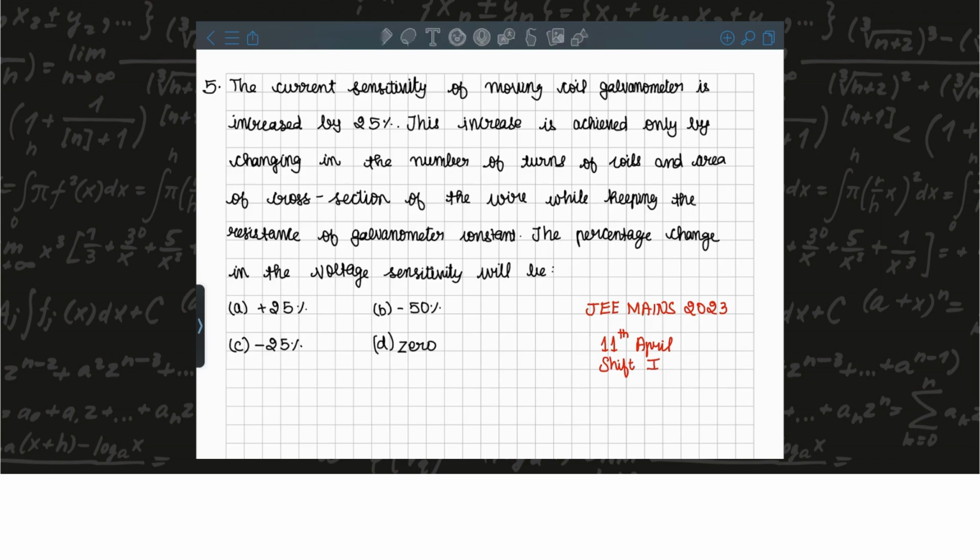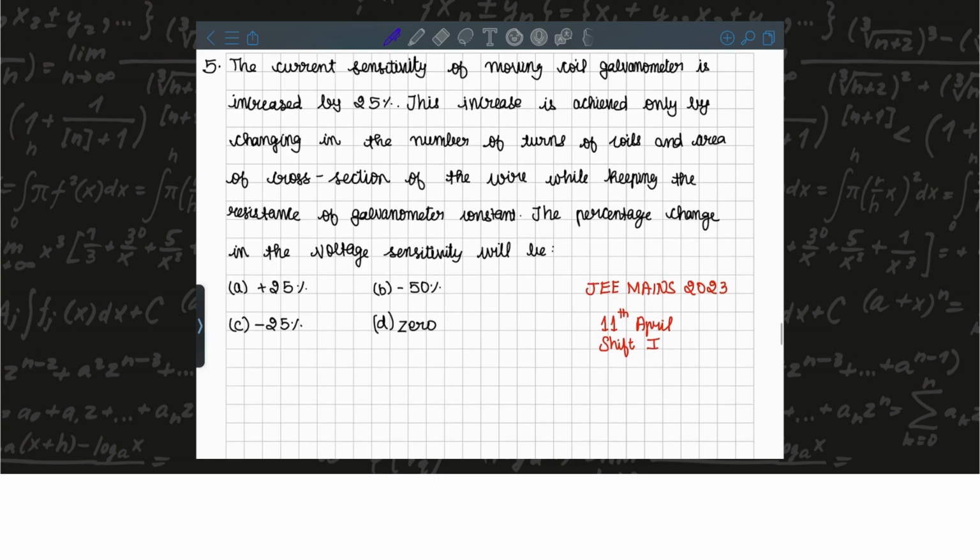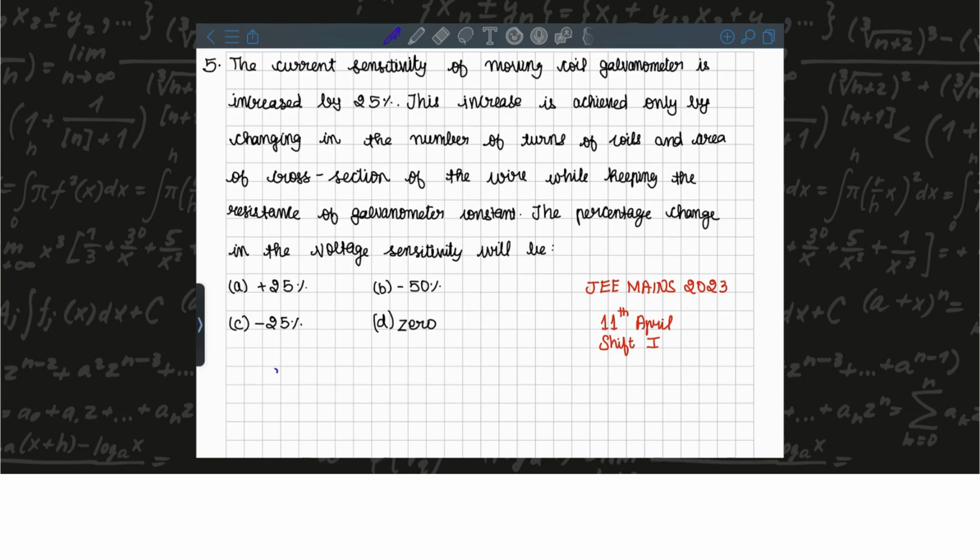Okay, let's solve the question. We know the basic two formulas, the voltage sensitivity and the current sensitivity. Using those two formulas only we are going to solve this question as well. So what have they given to us? They have given us that there is an increase of 25% in the current sensitivity. So current sensitivity new is equal to SI plus 25 by 100 into SI.